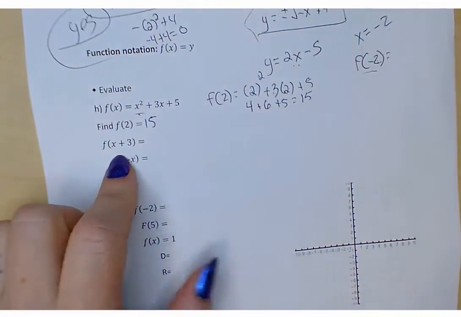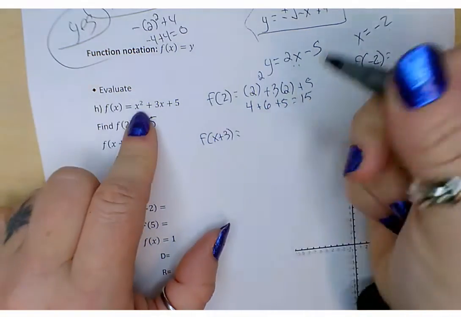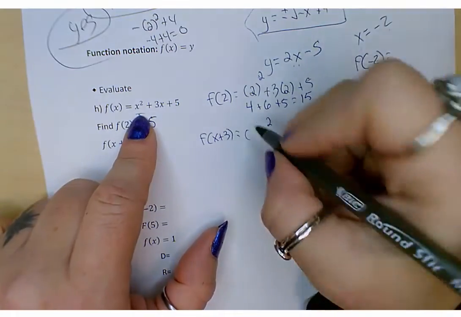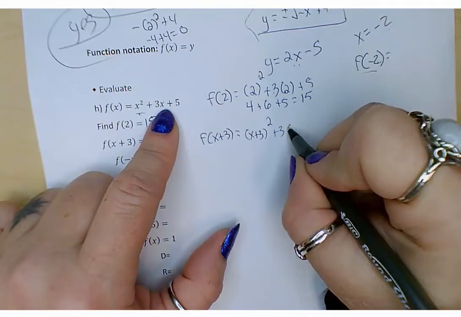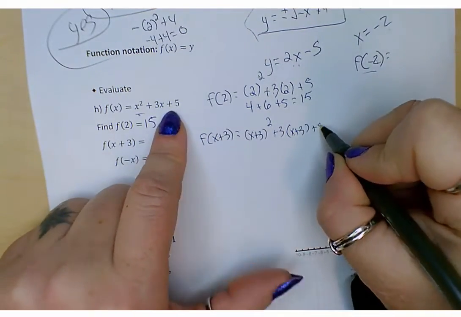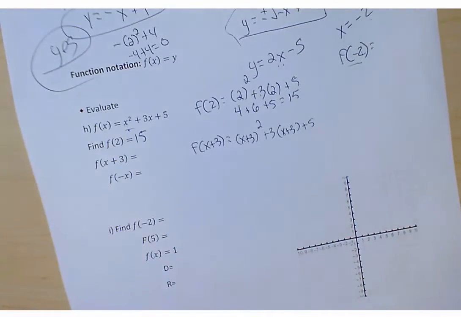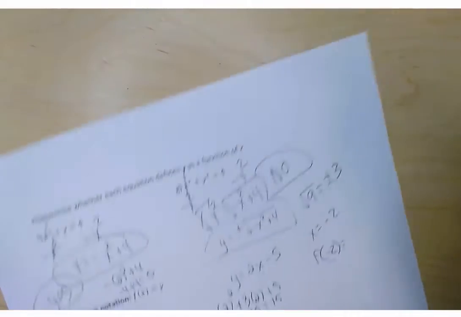Do the same thing for f of x plus 3. So f of x plus 3, same equation. We're going to take x squared, where x is x plus 3, plus 3 times x. Again, x plus 3 goes in there, plus 5. Simplify this. First thing we need to do is square our function, x plus 3 times x plus 3.